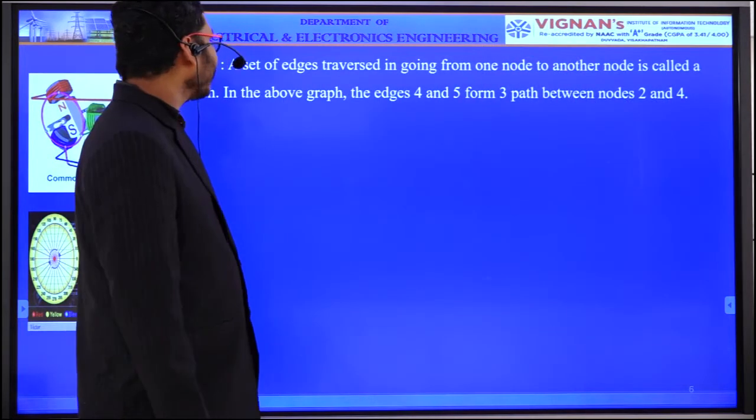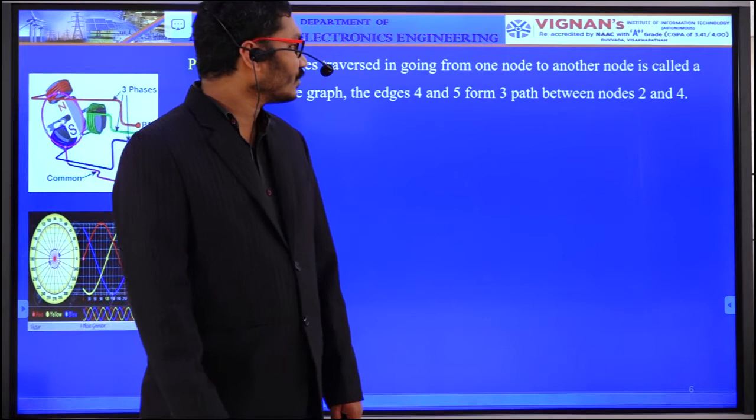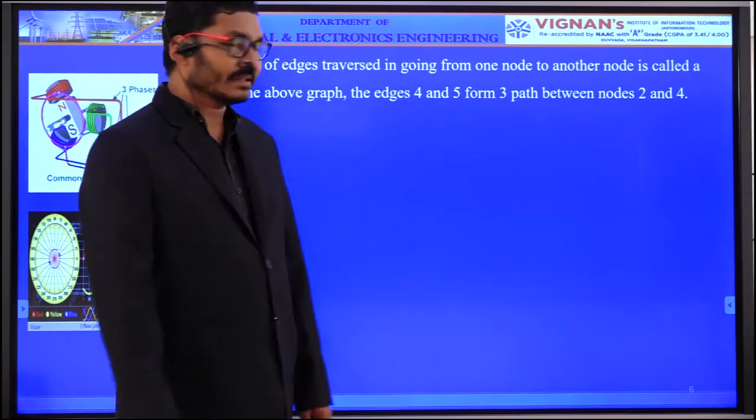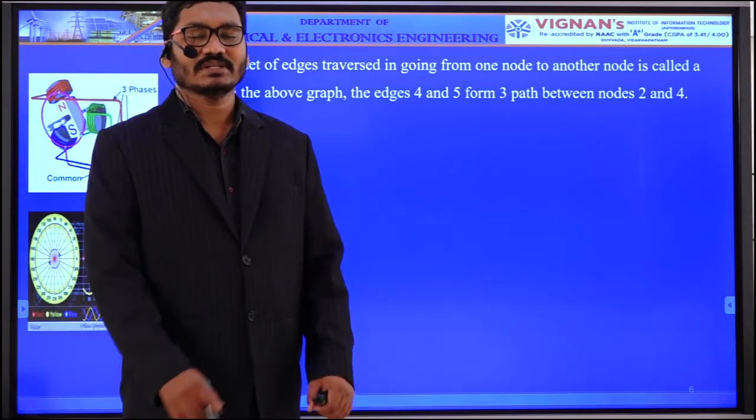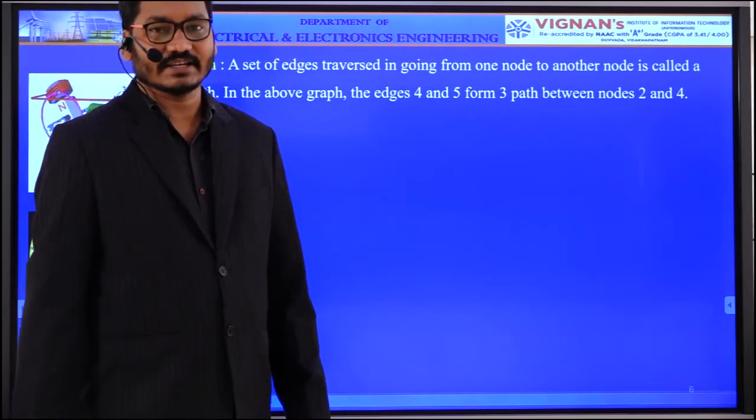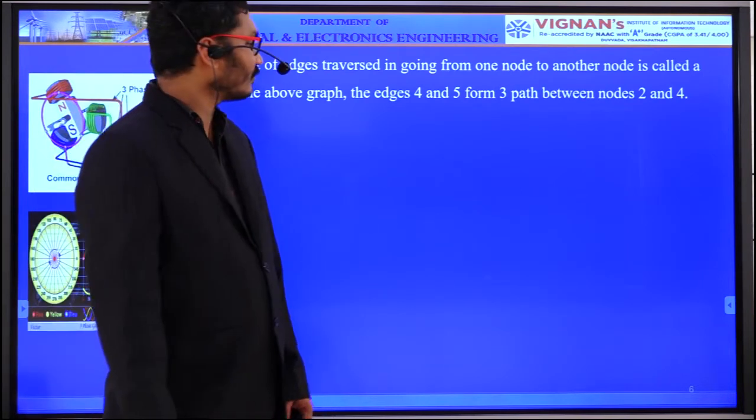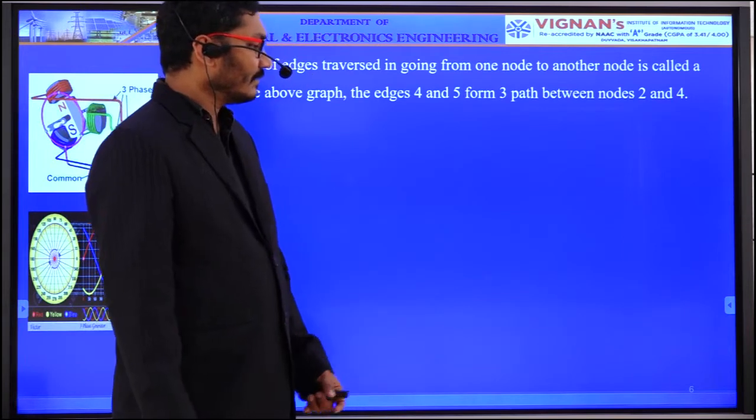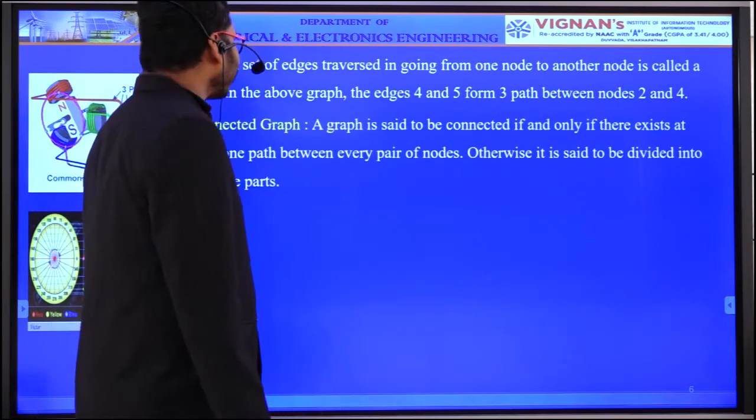Next, path. A set of edges traversed going from one node to another node is called a path. Path means from one node to another node there should definitely be a link. So that we call the path. It means if there is a branch from one node to another node, that branch we call the path.